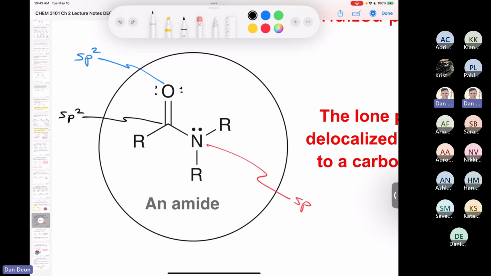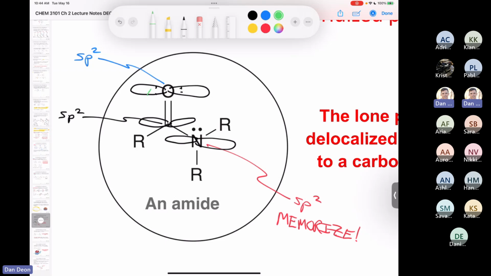So I'm going to cross this off and put sp2, and I'm going to put here memorize that the nitrogen of an amide is actually not sp3, but it's sp2. And if you're like, oh, why would that be? It's got 4 reds. Come on, man. Why? Well, the reason why is if it was sp2 hybridized, that would mean you'd have 1, 2, 3 p orbitals all in a row that could overlap with each other. And what would that do?